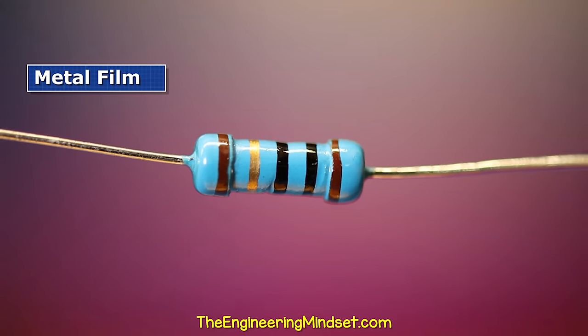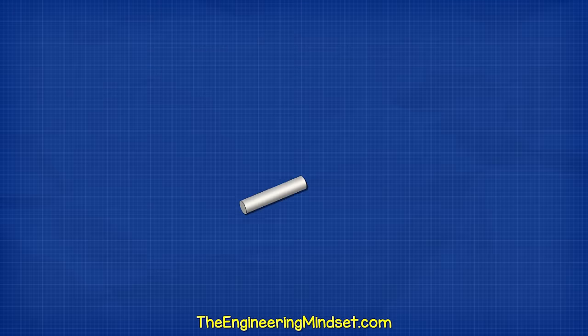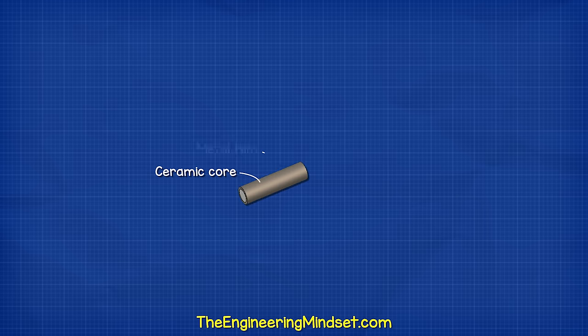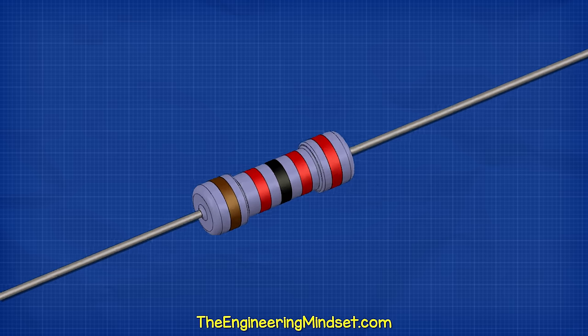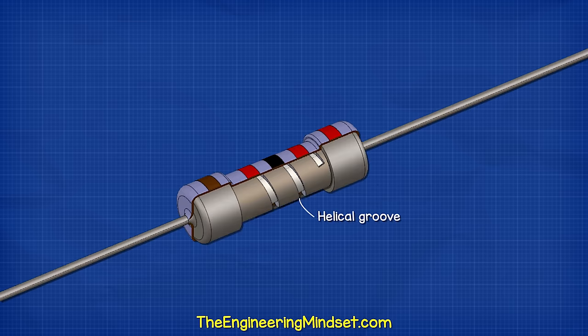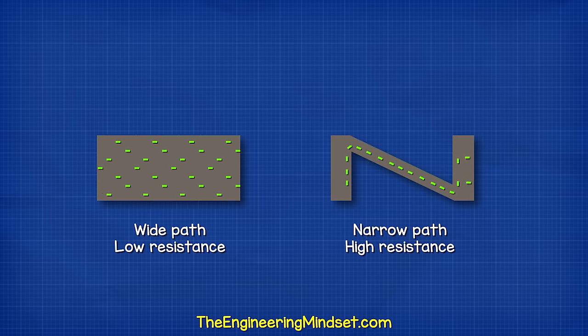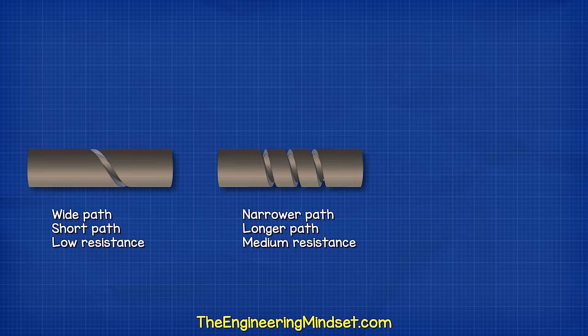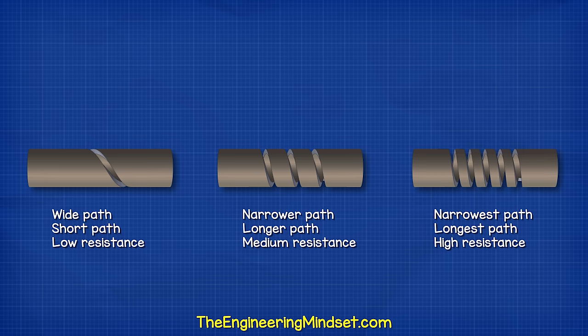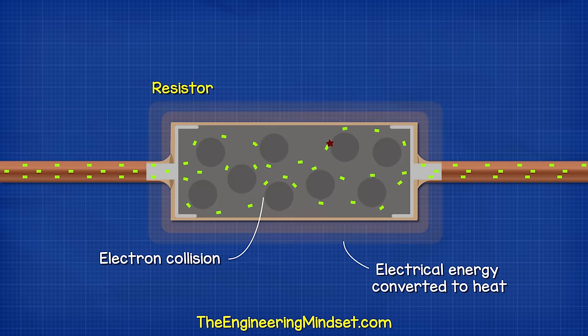Metal film resistors are very common. They consist of a ceramic core which is coated in a thin layer of metal. The electrical connectors are attached with end caps, and this is all covered with a protective coating. The metal layer has a helical groove cut into it to increase the resistance. This increases the length of the path and also reduces the thickness, which makes it harder for electrons to flow through without colliding, and so the resistance increases.